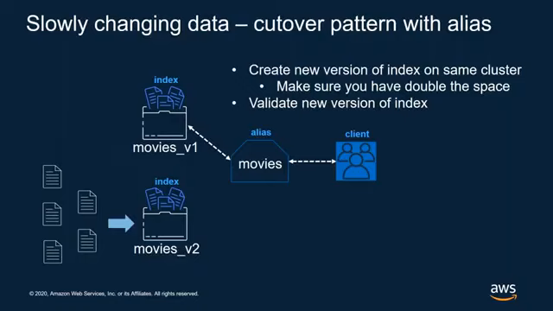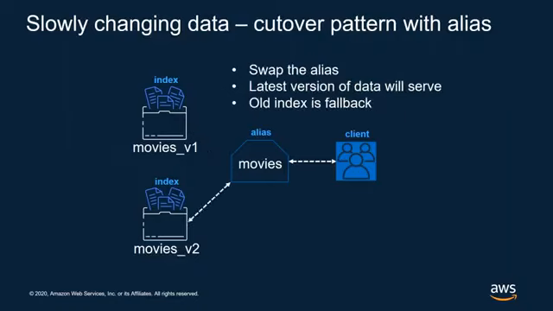And once you're happy with the state of that data, you can go ahead and swap the alias. Now, swapping the alias basically is an alias update. There is an alias API on Elasticsearch that gives you the ability to change the alias to point from one index to another index or point to multiple indexes. And we'll talk a little bit more about this in some of the later patterns.